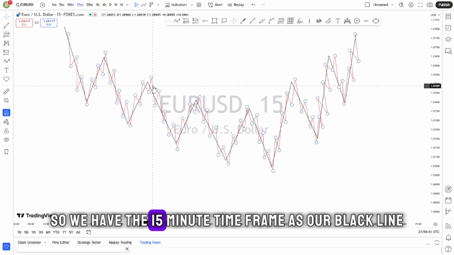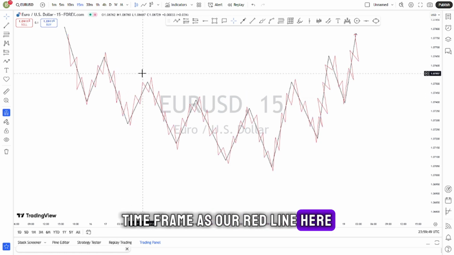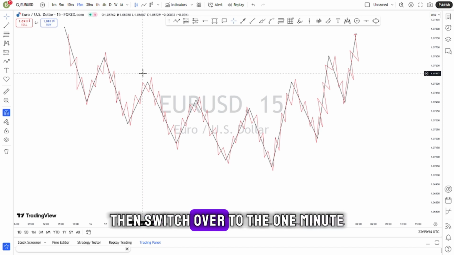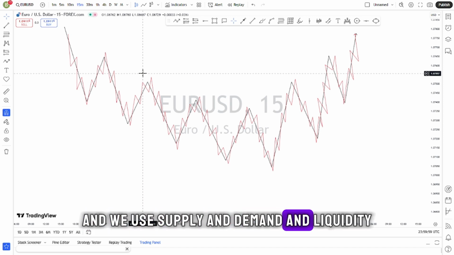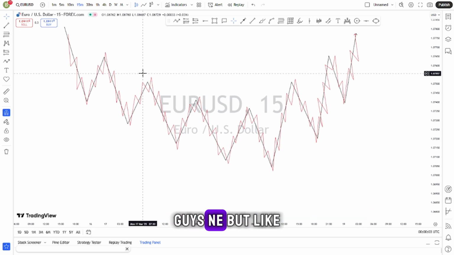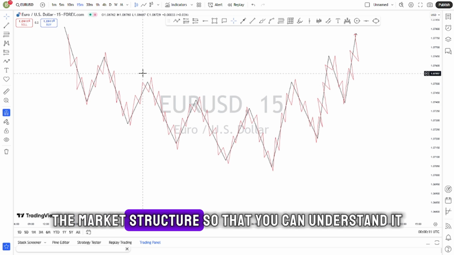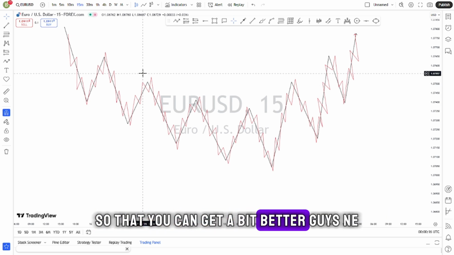So we have the 15-minute time frame as our black line, and then we have the 1-minute time frame as our red line here. What you need to understand is market structure on the 15-minute time frame, then switch over to the 1-minute so that you can take your entries. And we use supply and demand and liquidity to map out our entries so that we can get those sniper entries, guys. But we're not going to get into those nitty-gritty details; we're just going to go over market structure so that you can understand it and then apply it to your trading so that you can get a bit better, guys.